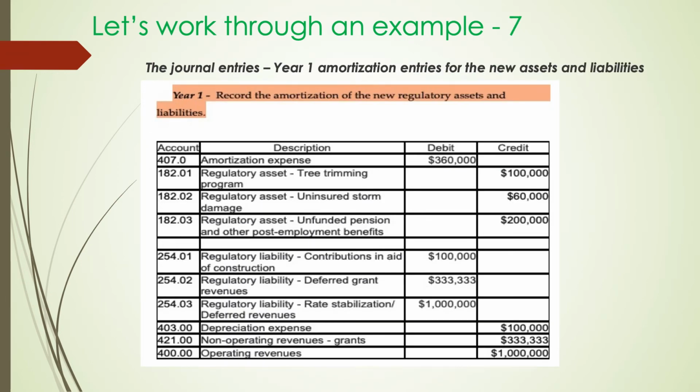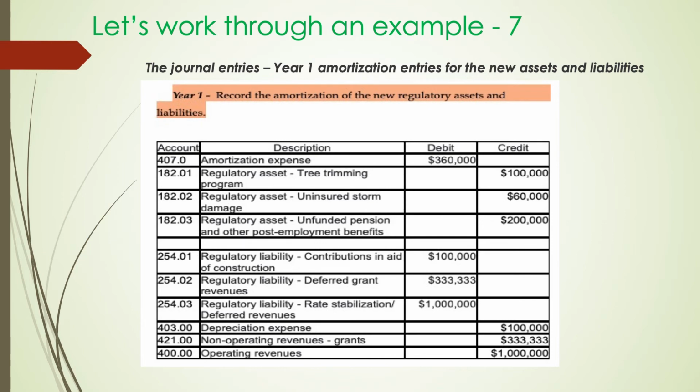Once the regulatory assets and liabilities have been recorded, now comes the rewriting of history. In other words, going forward, the rate recovery from our customers through annual journal entries of amortization of the expense or recognition of the revenues. You'll see on this slide the reduction of the regulatory assets for tree trimming, uninsured storm damage, unfunded pension and other post-employment benefits. You'll also see the reduction in the regulatory liabilities for contributions in aid to construction, deferred grant revenues, rate stabilization, and deferred revenues.